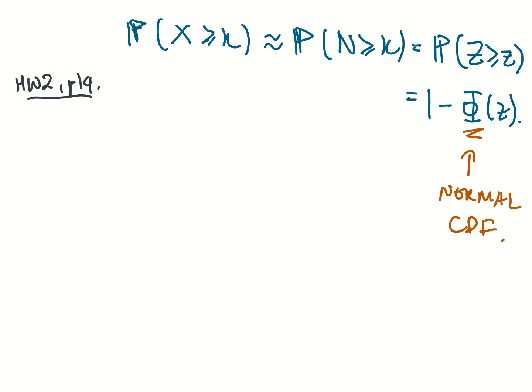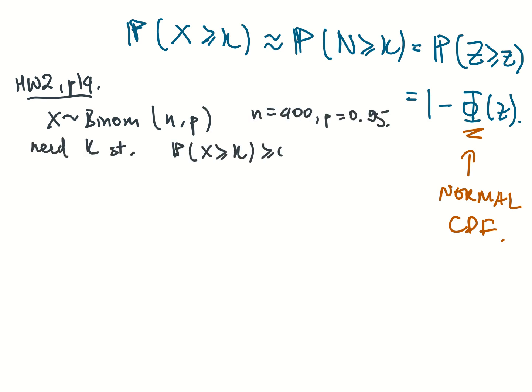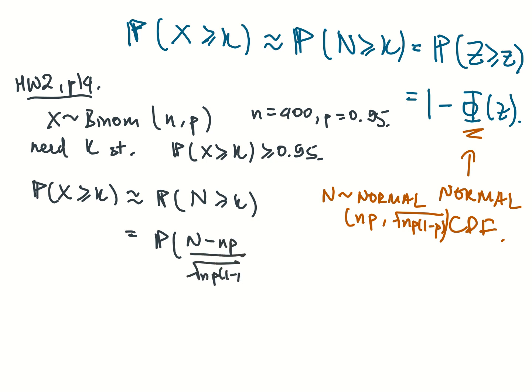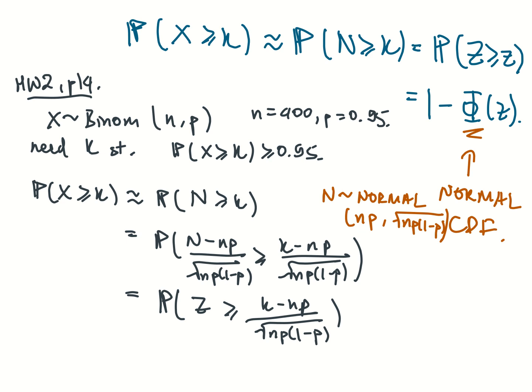Let's look at homework 2, problem 14. In this case, we would write the probability of X bigger than or equal to k is approximately the probability of N bigger than or equal to k, where N is the normal with mean np and standard deviation square root of n times p times 1 minus p. Now we can do a little algebra. So we standardize N, subtract the mean and divide by standard deviation. We do the same thing on k. And this gives us the probability of Z bigger than or equal to k minus mu divided by sigma.